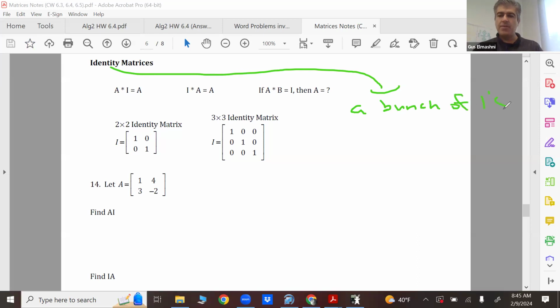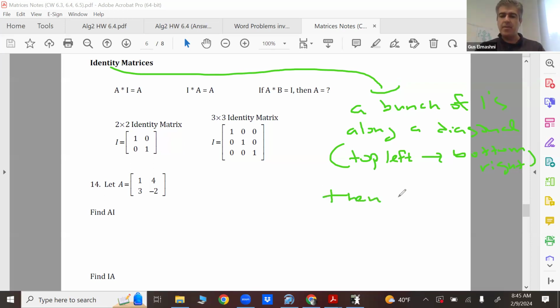A bunch of ones along a diagonal going from top left to bottom right, then filled with zeros. That's called an identity matrix.